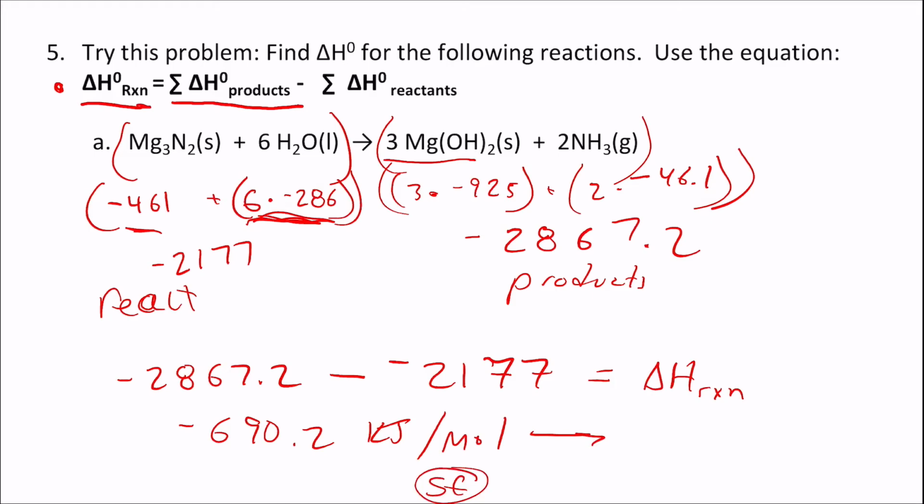So with the sig figs here, you can see that some of them have decimal points and some of them do not. So with that, we need to go to the least number of decimal points, which is no decimal points. So we'd have to round it to 690, but we want it to say the ones place is significant. So we want it to be 690 with the decimal, kilojoules per mole. And that would be our final answer.